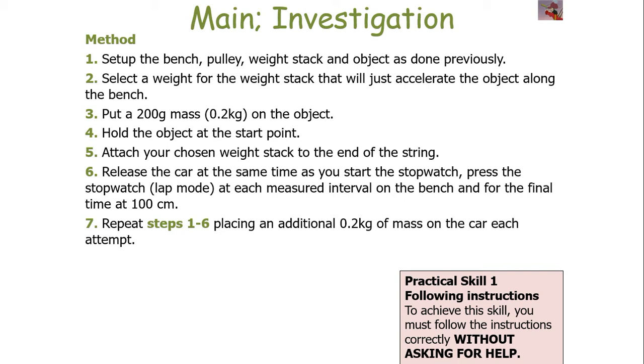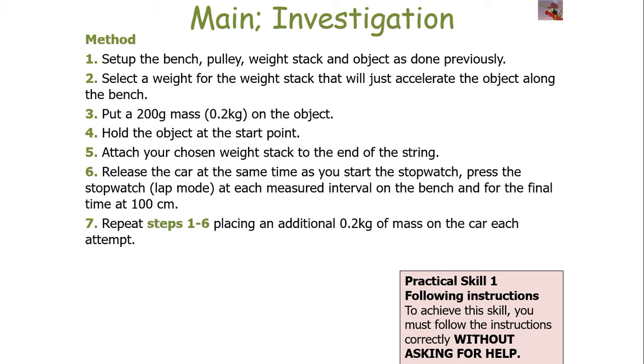You then select a weight for the weight stack that will accelerate the object along the bench and will obviously accelerate it enough to get a noticeable acceleration, but not too quickly that the actual equipment can't be measured. It can't measure the acceleration with it. You then put a 200 gram or 0.2 kilogram mass on the object.